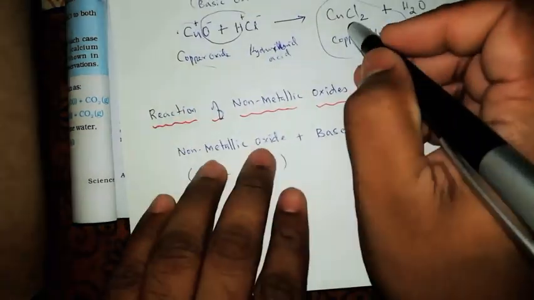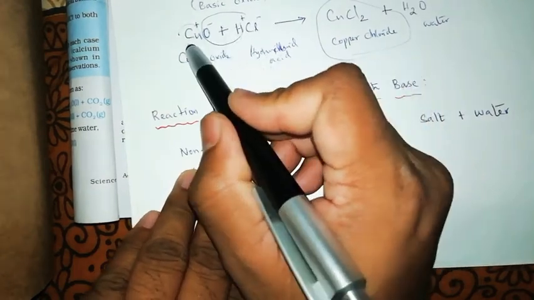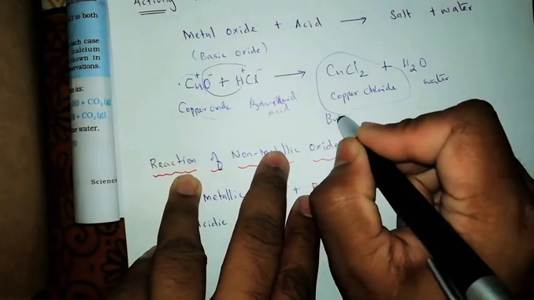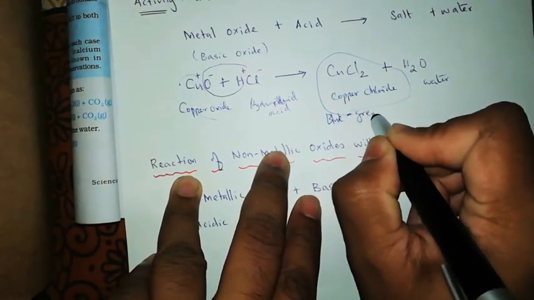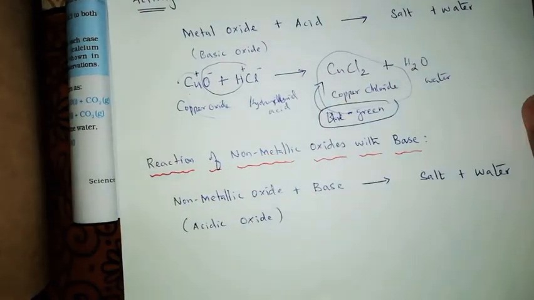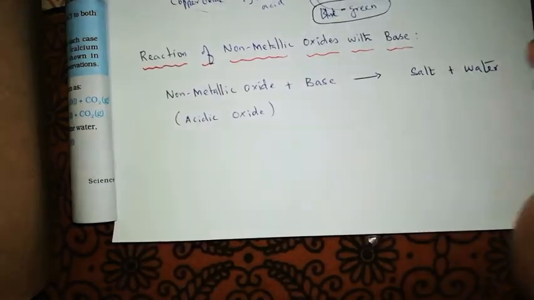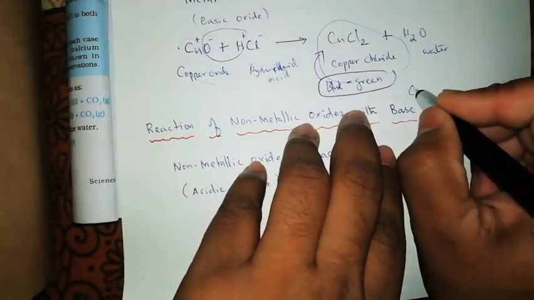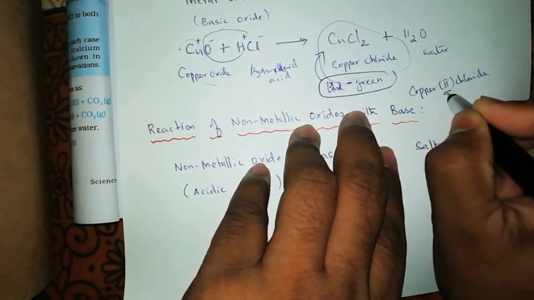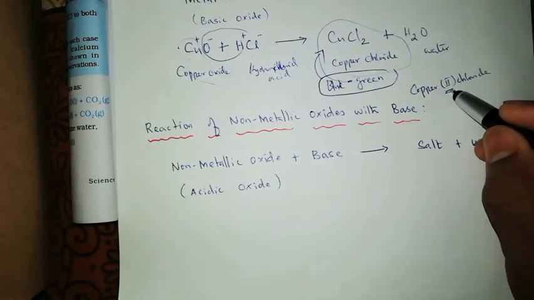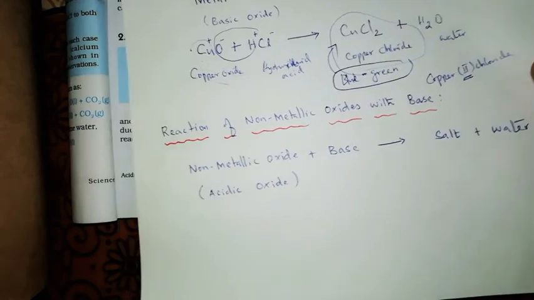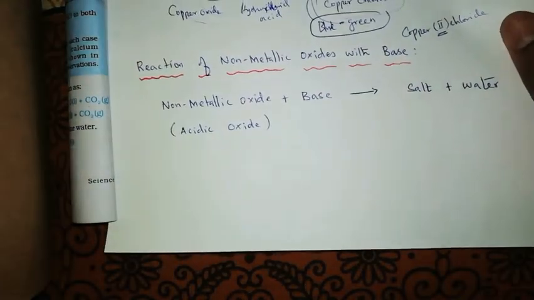So once we add hydrochloric acid into copper oxide, there is immediately a change to a blue green color, and this blue green color is the color of copper chloride. Okay, and why is it given as copper 2 chloride? It shows the valency or oxidation state of the copper. Clear? Right. Now go to the other thing.